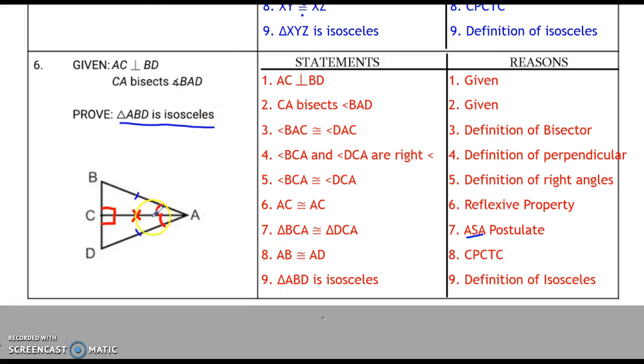If I'm looking at this triangle, I start at any point that is not marked, and I go along the triangle and I trace it. The first thing I hit is an angle, that's A. The next thing I hit is this side, that's S. And the third thing I hit is this angle, that's A. So angle, side, angle. It's a really easy way of determining what postulate I'm using. All right, moving on to the next part.